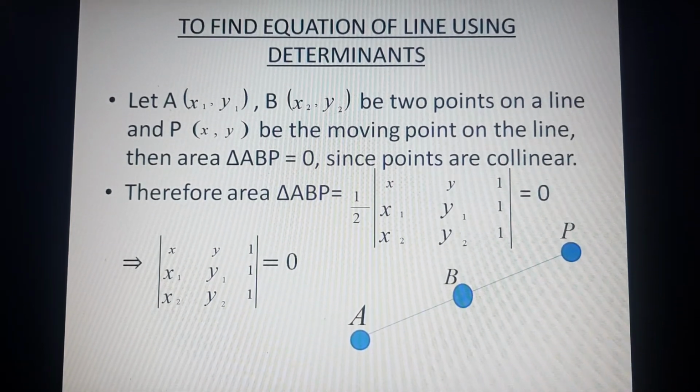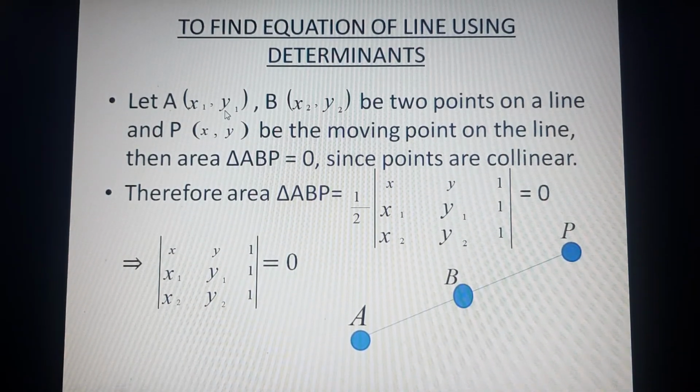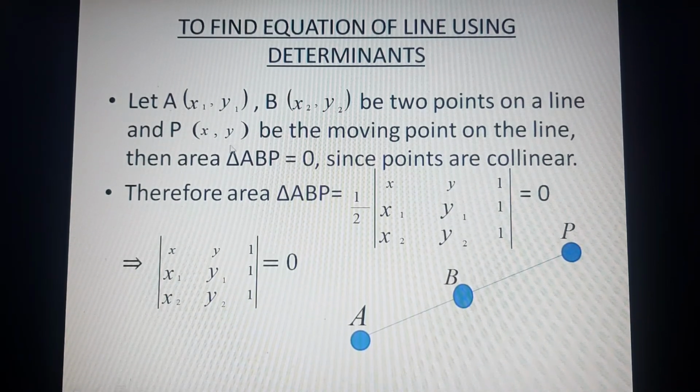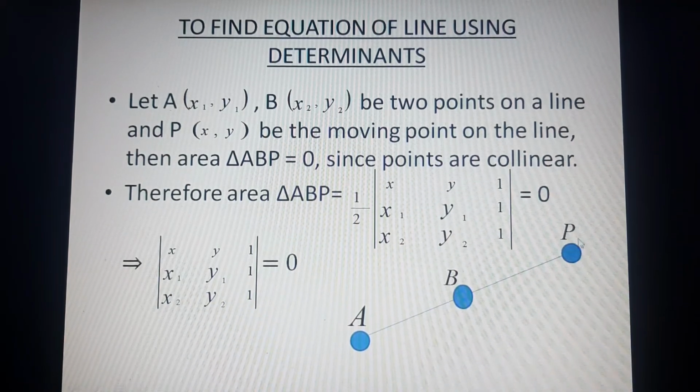But here we are going to use determinant. You can see AB are 2 points given here, x1 y1 and x2 y2, and to find the equation of line we should take a point P on it. This is the point P, which is the moving point, which will give you the equation.